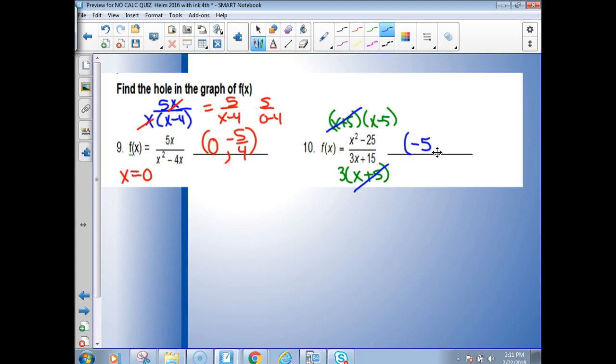Okay, what's that going to be? Where's it going to be? If you plug in negative 5 into the original, oh, sorry, the one that I reduced form. This would simplify to x minus 5 over 3. You plug in negative 5, you're going to get negative 5 minus 5 over 3, which is negative 10/3. Okay?